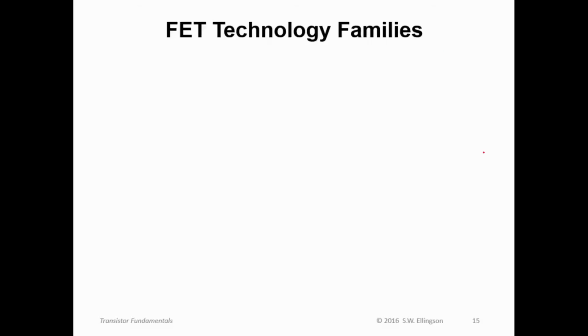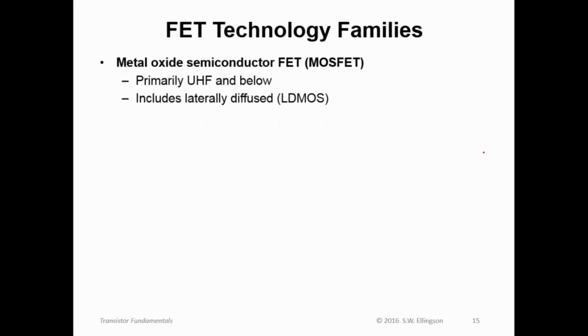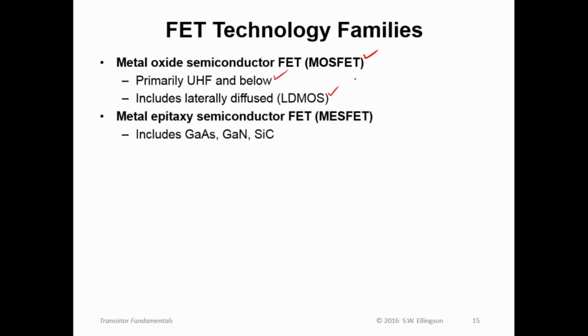Here's some information about FET technology families, a very brief discussion of a complicated topic. There are these things known as metal oxide semiconductor FETs, known as MOSFETs. These are typically used in RF applications at UHF and below, and you may or may not be aware of things called LDMOS, which is a type of MOSFET, which are used in some RF applications. A different material family consists of MESFETs. This includes things like gallium arsenide FETs, gallium nitride FETs, and silicon carbide FETs.